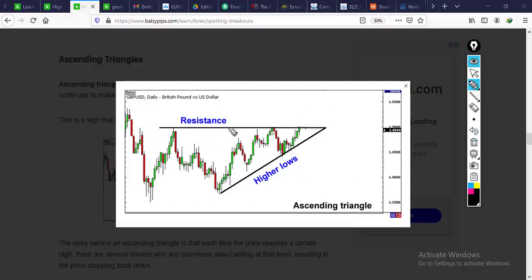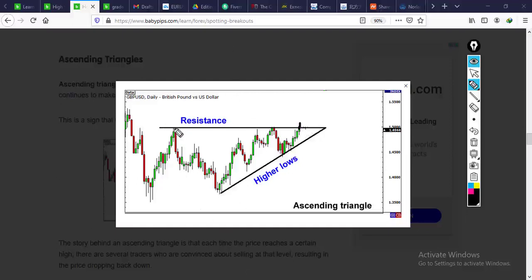So this is an ascending triangle, and this is how you draw your ascending triangles. You have higher lows and you have a resistance. So once you're able to plot a drawing like this of this triangle, wait for the price to close above this resistance line.